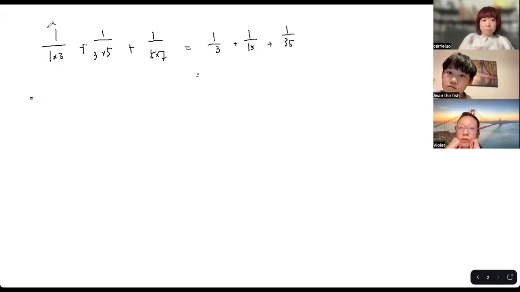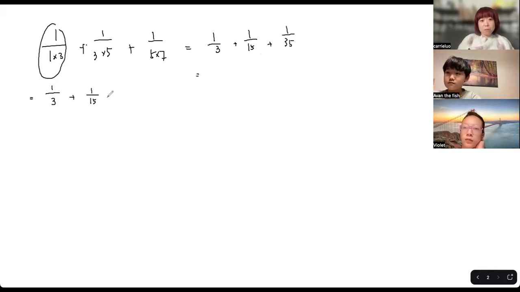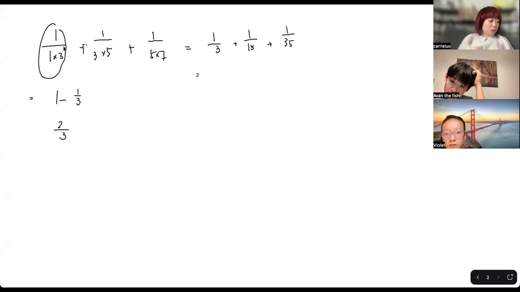So first of all, let's see. 1 over 3 plus 1 over 15 plus, sorry, I already did this one. No, I don't have to do this. So Evan said, teacher, you have told us to split them, right? So it's 1 minus 1 over 3. But Violet, I want you to calculate 1 minus 1 over 3 equals what? Violet? 2 over 3.